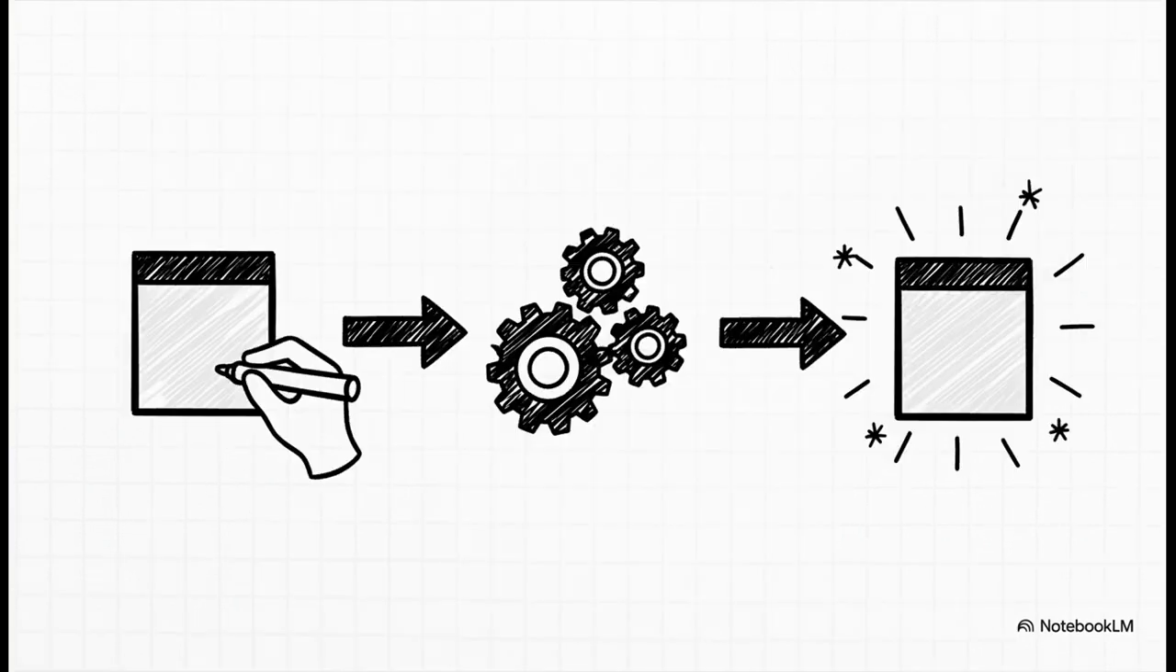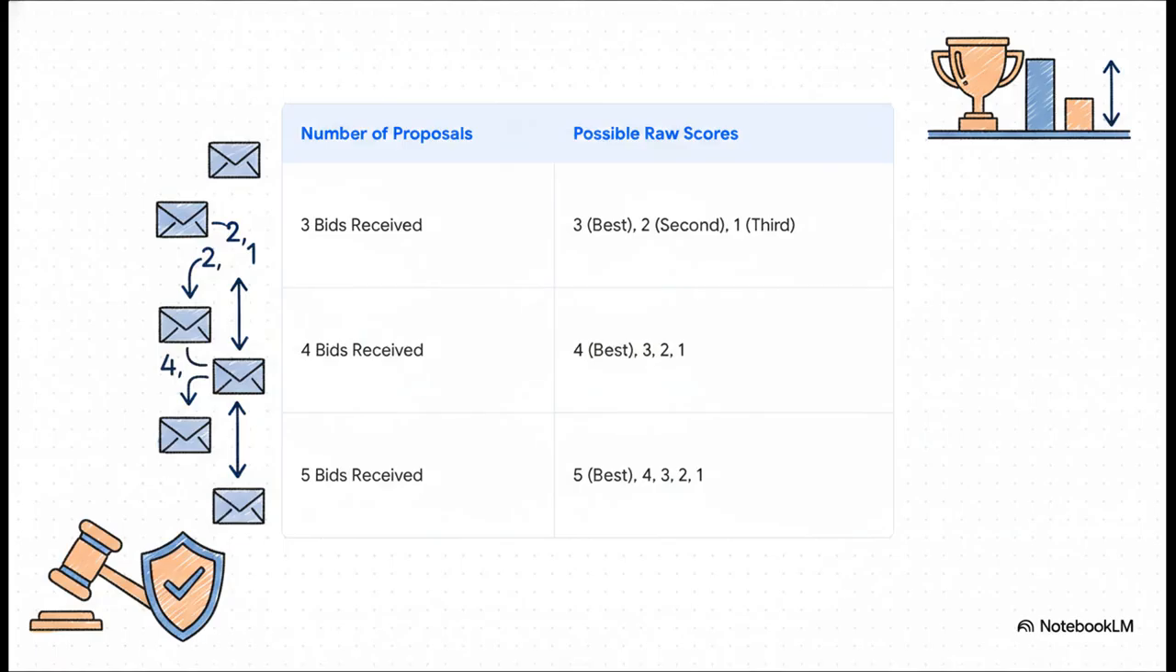But here's the good news. We designed the ICC worksheet to do the heavy lifting for you. You don't have to worry about any complicated math. All you have to do is enter the raw scores for each vendor, and boom, the sheet calculates the final weighted scores for you automatically. So what's a raw score? It's just a simple ranking, super straightforward.